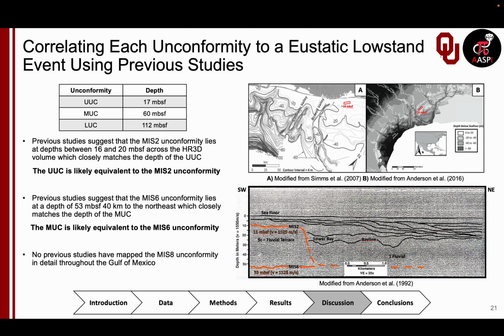Finally, just moving on down the line here, I wanted to see, has anybody mapped the MIS8 unconformity? And the answer is no. The MIS8 unconformity has not been mapped in detail or really at all throughout the Gulf of Mexico. But slicing through the data and just using our geologic knowledge, we can say that the LUC, our lower unconformity, is likely equivalent to the MIS8 unconformity. It likely formed during the MIS8 low stand.